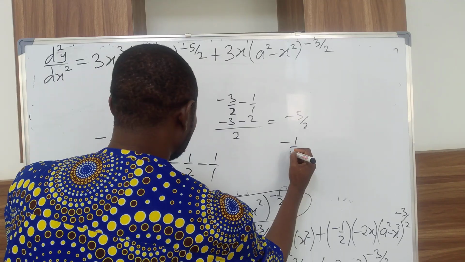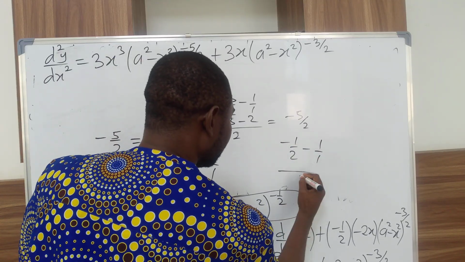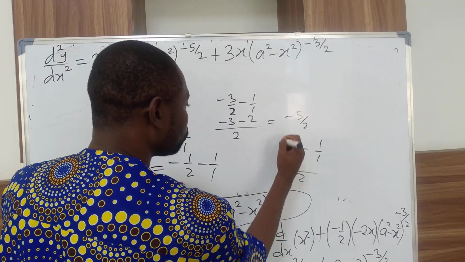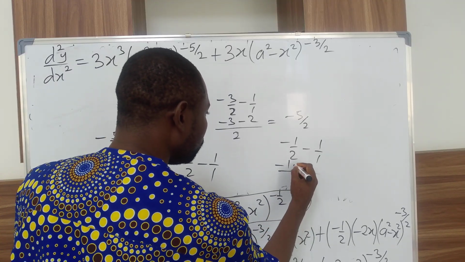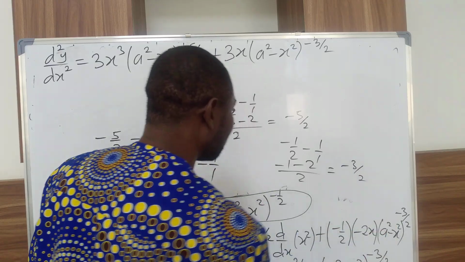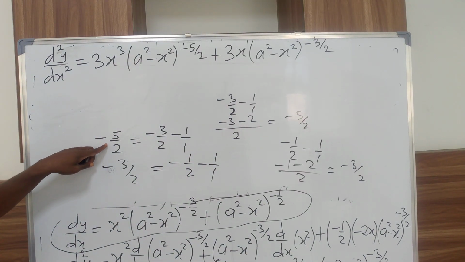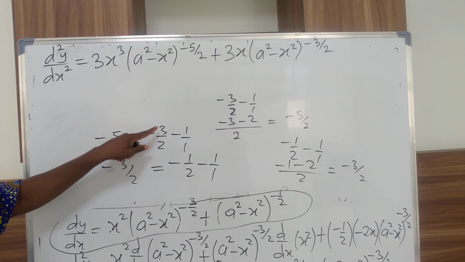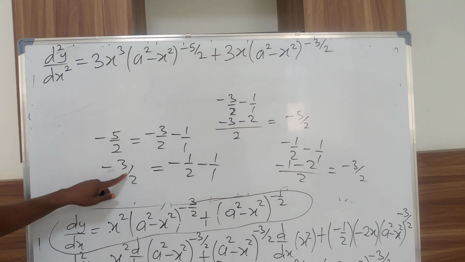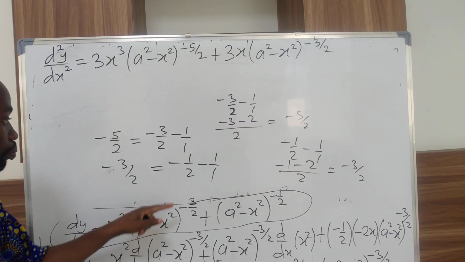If you do minus 1 over 2 minus 1 over 1, the LCM is 2. 2 times 2, 2 in 2, 1, so you have minus 1. Minus 1 in 2, 2 times 1, so you have minus 3. So you can see now, minus 5 over 2 is the same as minus 3 over 2 minus 1. Again, minus 3 over 2 is the same as minus half.